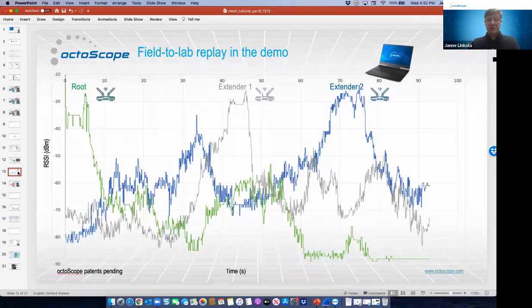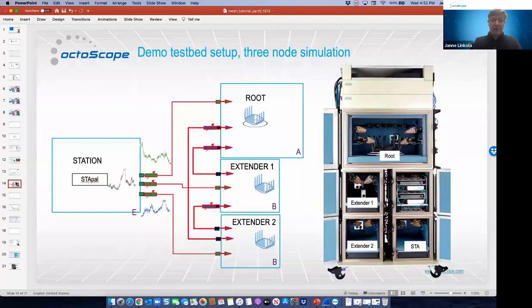Now, we're illustrating this in terms of RSSI here, but really you should think of this as a path loss measurement. Time flows here from left to right, and obviously when we were in the basement close to the root node, the signal from that root node was the strongest. And as we walked through the first and the second floor, the extenders on those floors were strongest as we walked past them.